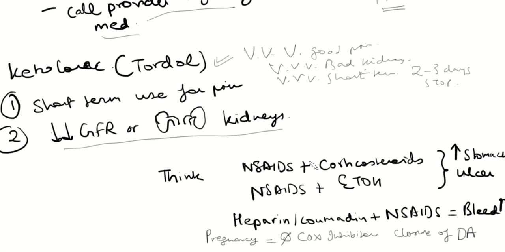Okay. I think we talked a little bit about NSAIDs and steroids. What about alcohol and NSAIDs? So the NSAIDs give you what? Peptic ulcer disease and GERD. What about alcohol? Gives you more of that as well. So again, you have increased stomach ulcer. What if I give somebody heparin and NSAID? Heparin does what to the blood? Makes you bleed easier.